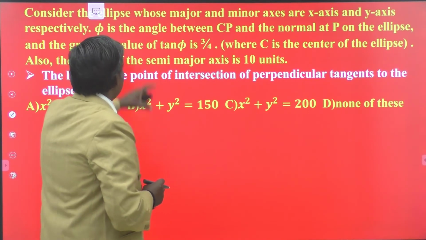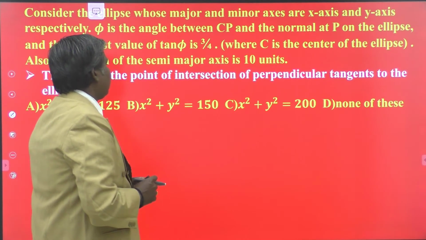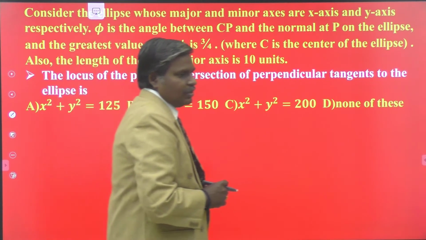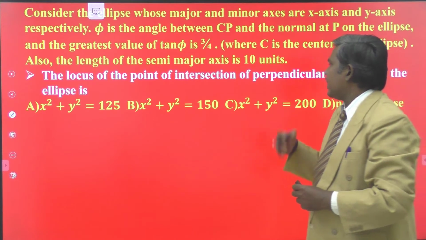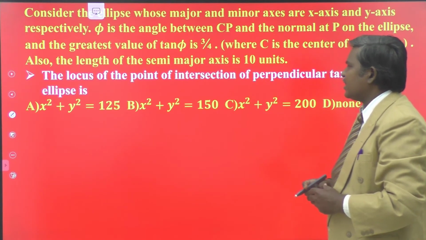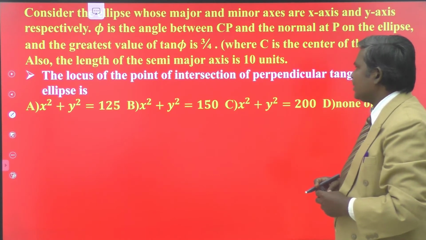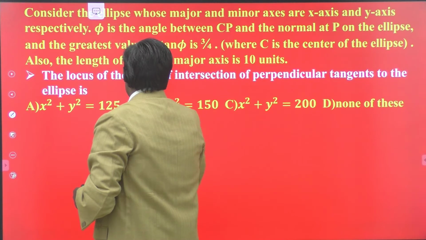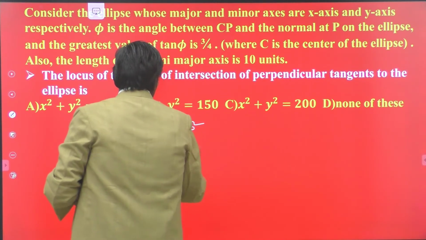This is the same paragraph. For that paragraph, the locus of the point of intersection of perpendicular tangents to the ellipse is what they are asking. So once you have the equation of the ellipse, you can write the director circle. What is the director circle? Director circle is nothing but the locus of the point of intersection of perpendicular tangents to the ellipse. What is its equation? x square plus y square is equal to a square plus b square.